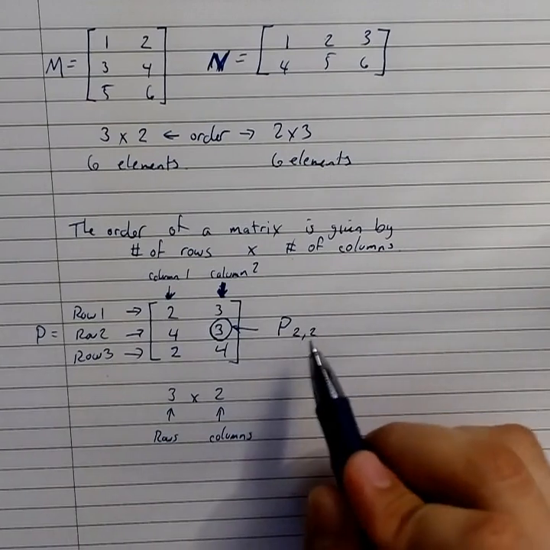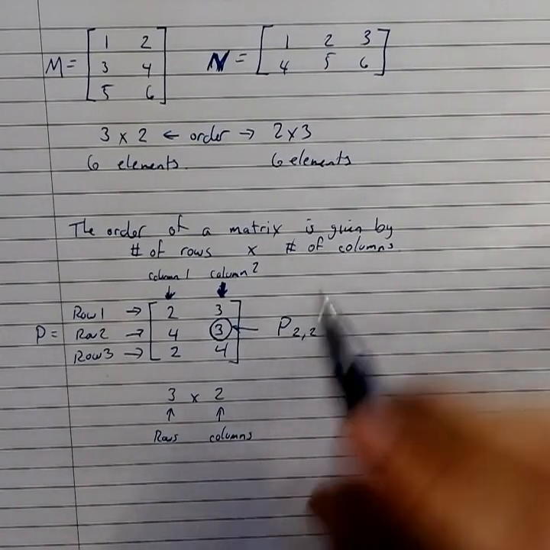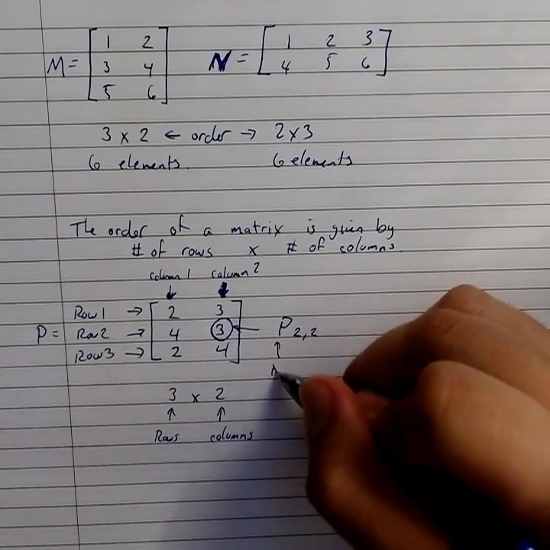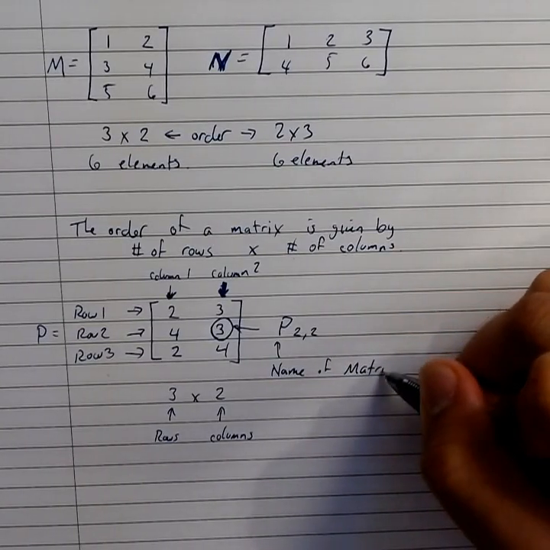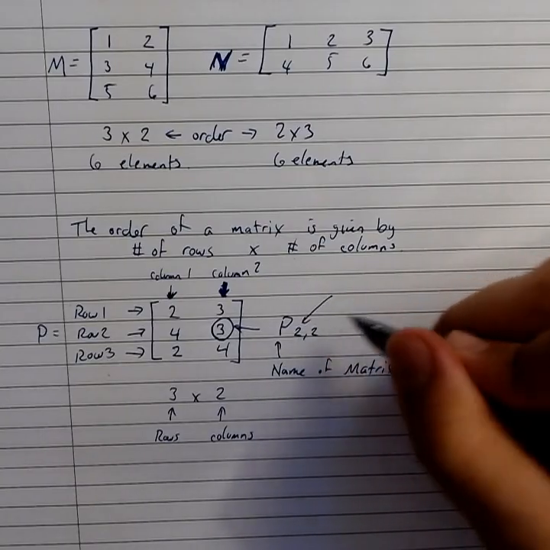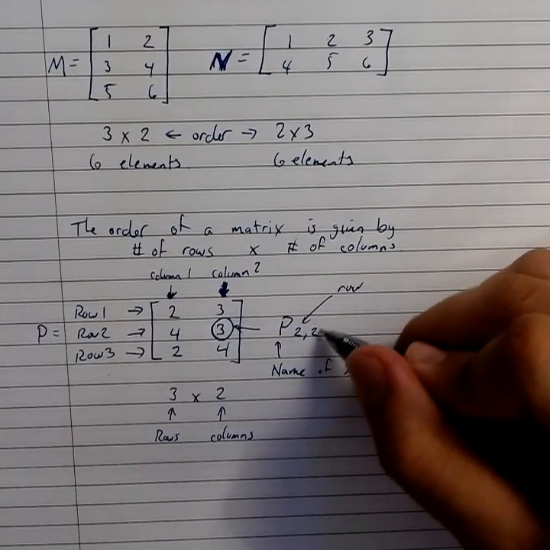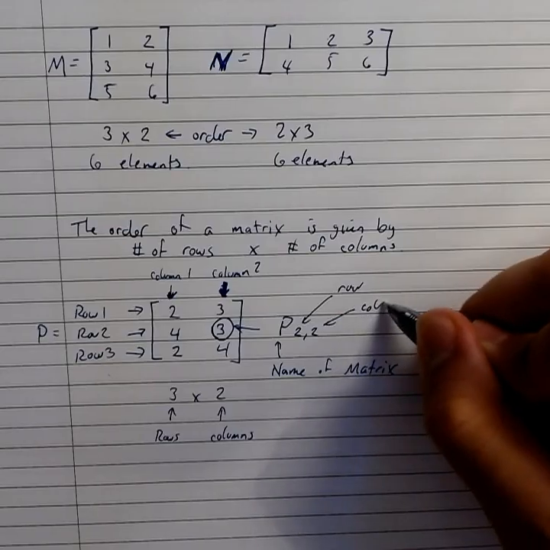And you separate those with a comma, otherwise it looks like 22, right? This is the name of the matrix. This is which row it's in. And the second number tells you which column it's in.